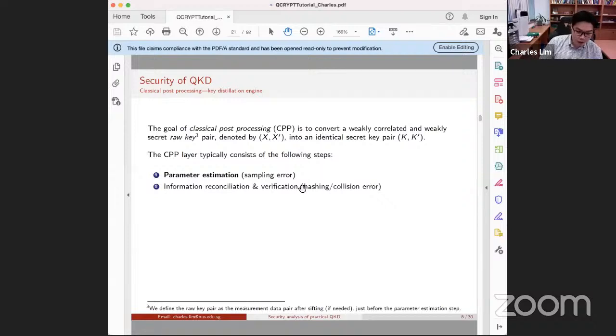The next thing will be error correction and verification. Here you need to correct for the errors in the measurement outcome, so that Alice and Bob would end up with the correct keys. Even though you do perform error correction, there's a small chance that the two keys are not corrected properly. What people normally do in practice is apply hashing to check and ensure that the two corrected strings are identical with very high probability.